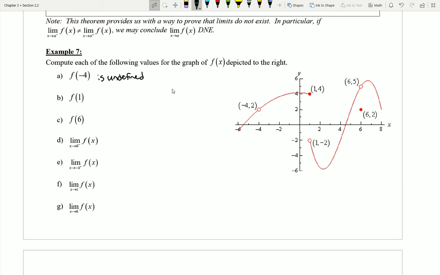Okay, let's see here. f of 1. So if I plug in the x-coordinate of 1, again, I have to go above or below to find the point. Here it is. And the y value is 4. Same thing when I plug in 6. If I plug 6 in, I have to look for the point. Here it is. That's got a y-coordinate of 2.